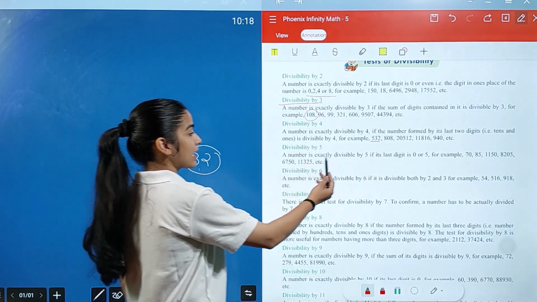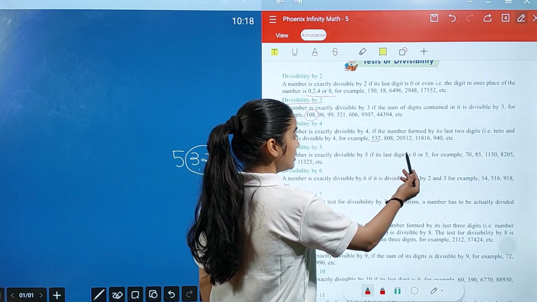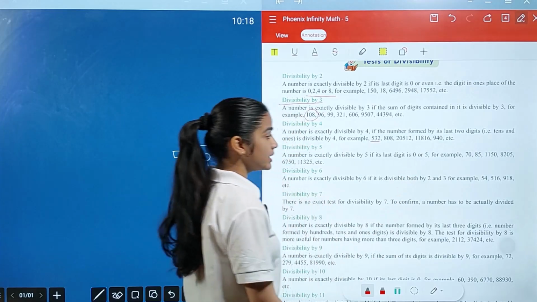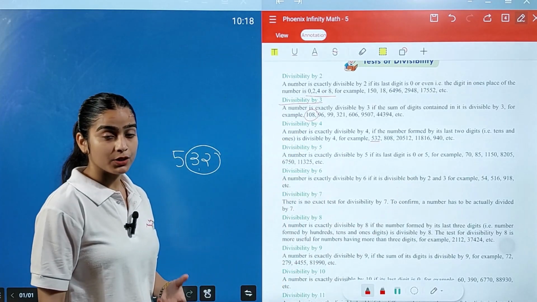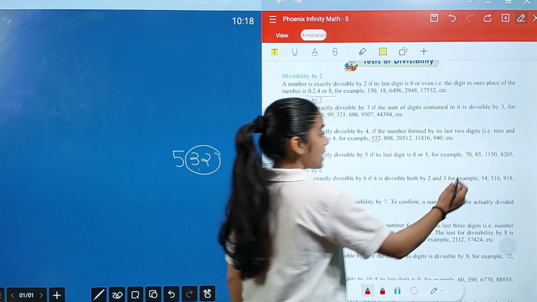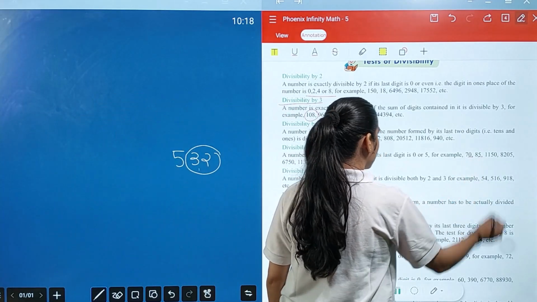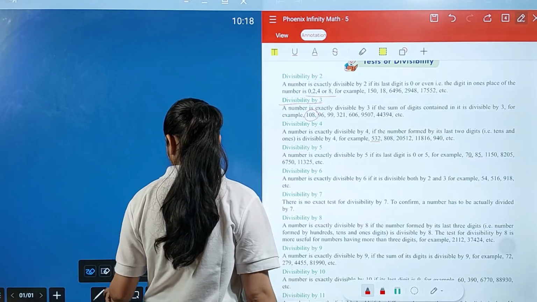Now we move forward to divisibility by 5. A number is exactly divisible by 5 if its last digit is 0 or 5. For example, in 70, 85, 1150, we notice that the last digits are 0 and 5. It means it is divisible by 5.